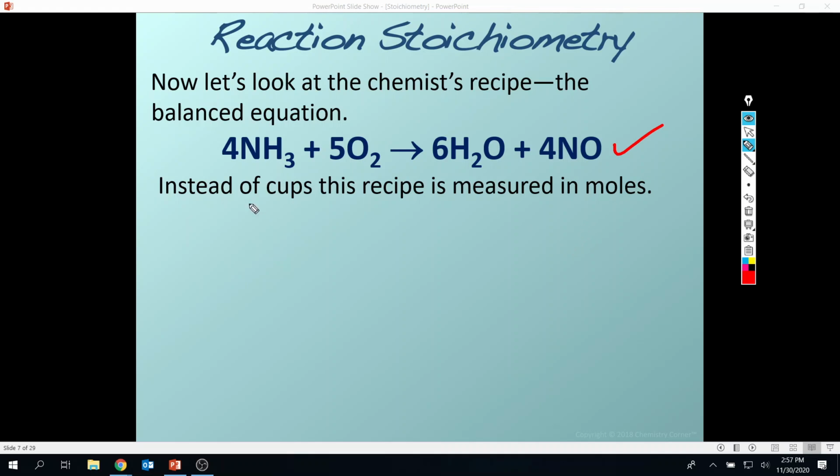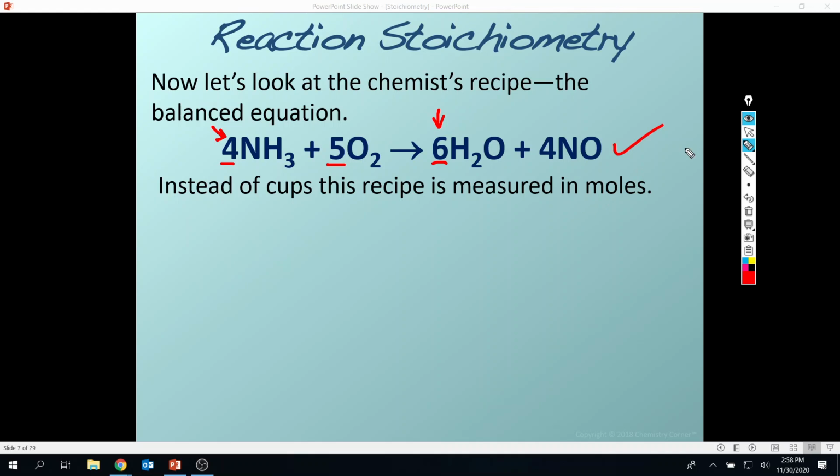Here's what I want you to see. In this case, this is not cups of ammonia. This is moles of ammonia. And remember, we don't always have everything in equal amounts in a recipe. You have more of one thing and less of another. In this case, 4 moles of ammonia would mix with 5 moles of oxygen to produce 6 moles of water and 4 moles of nitrogen monoxide. Questions about that?